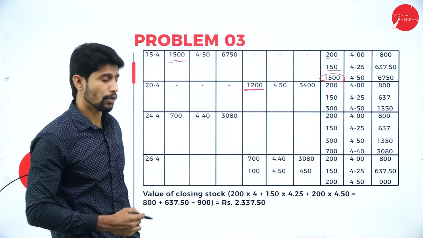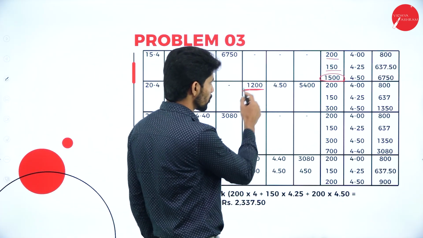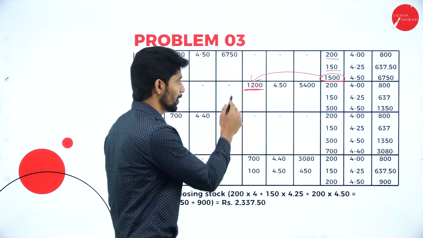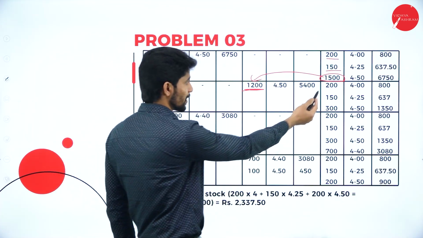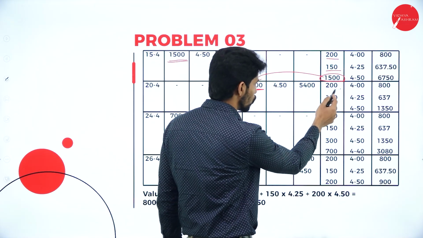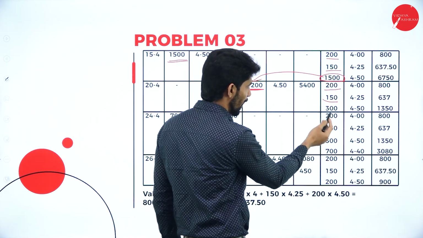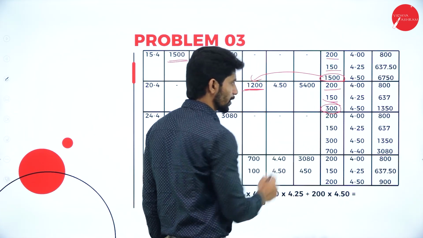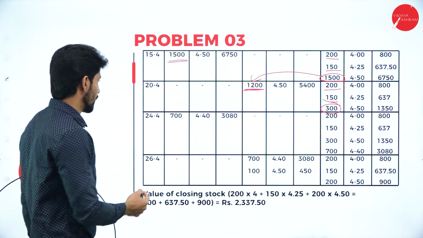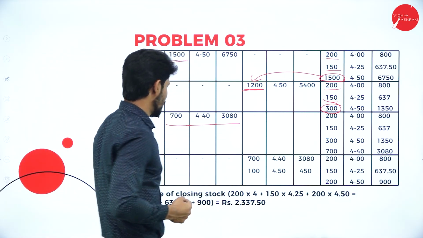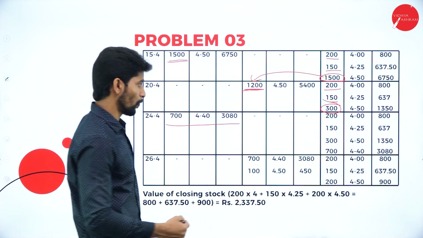They issued 1200 units. So issue this 1200 units from this 1500. Okay, issue 1200 from the recently purchased 1500 units. So now write down the balance: 200, 150, and from this 1500, 1200 is issued, remaining is 300 units. Easy. Next, 24th April purchased 700 units at 4.40.